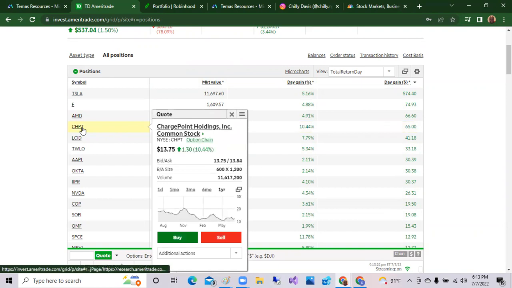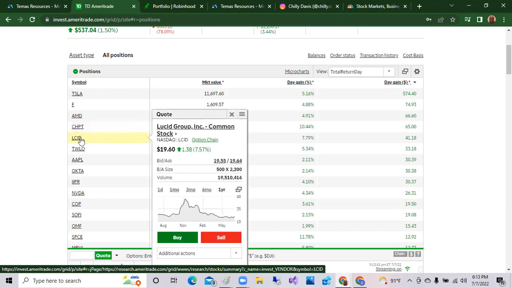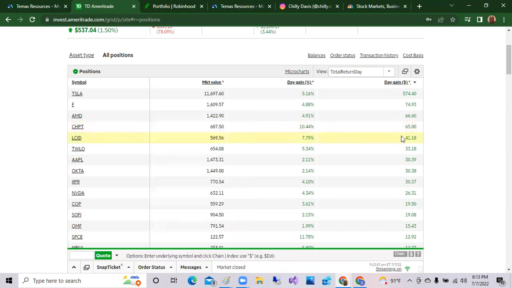Now, I do have a larger ChargePoint position. I'm looking to add to my position. I have a little over 50 shares of ChargePoint right now, but I will be dollar cost averaging in so I can get my average down to about $10, okay? That was ChargePoint up today, 10%. Second place was Lucid. Lucid was up 7.79%, where I made a little over $41, okay? So those were the top stocks.